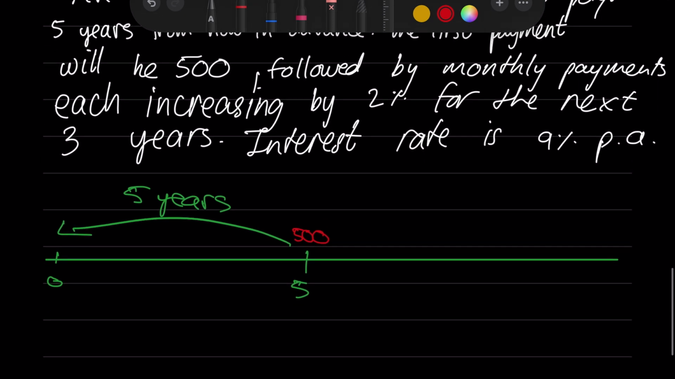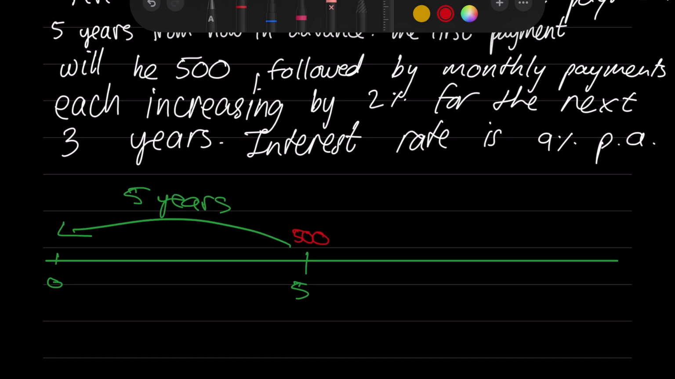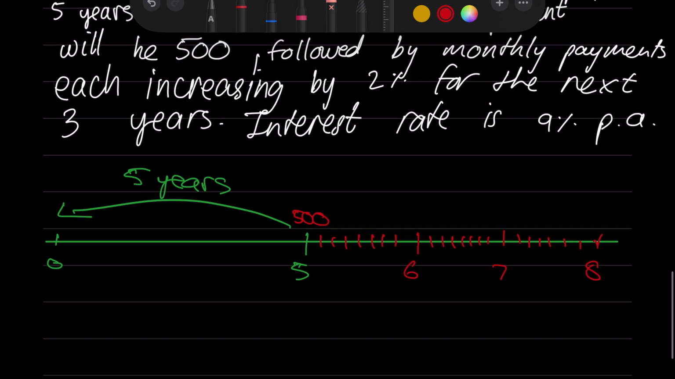So monthly payments for 3 years. So this is going to be 6, 7, 8. We're going to have payments for these 3 years, and these are going to be monthly. So that's a whole lot happening in between there. So we'd have a total of what? 36 payments. So, a lot going on here.